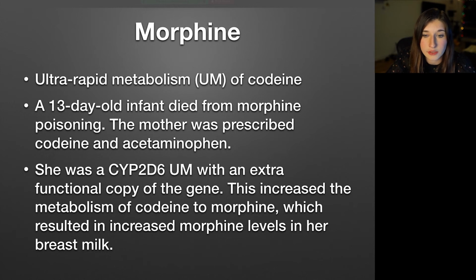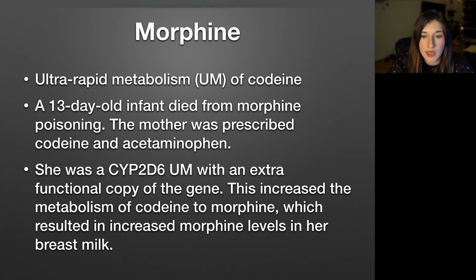And the 13-day-old infant ended up passing away from morphine toxicity. And so the woman was charged with murder, and it was a whole big thing. And what they ended up finding was that she had a polymorphism and was an ultra rapid metabolizer with an extra functional copy of the gene, which increased the metabolism from codeine to morphine. So she had increased levels of morphine in her body, which then filtered through into her breast milk.